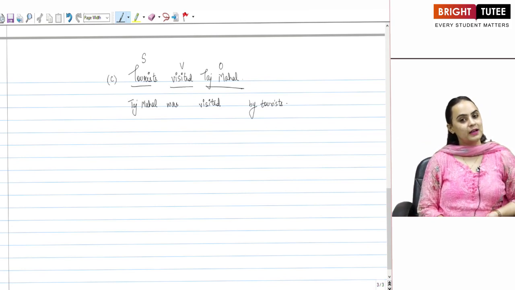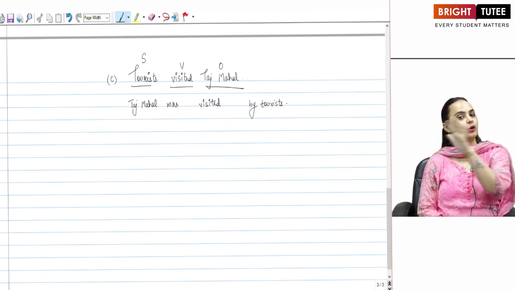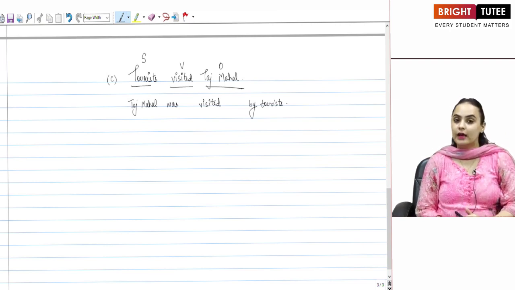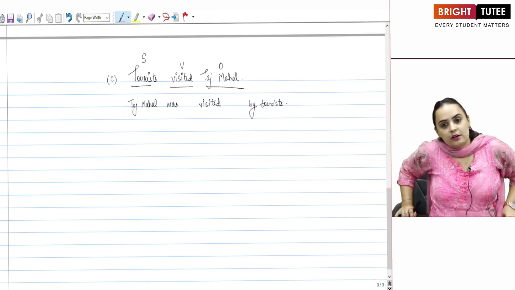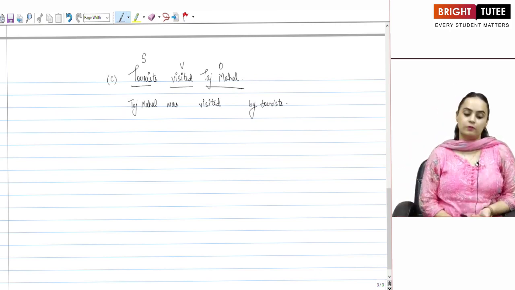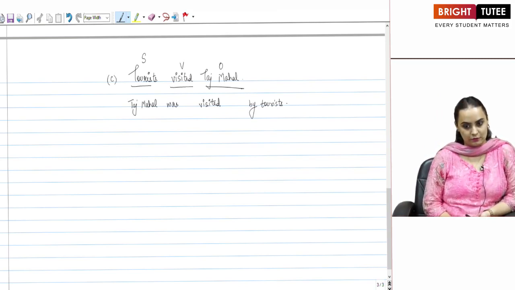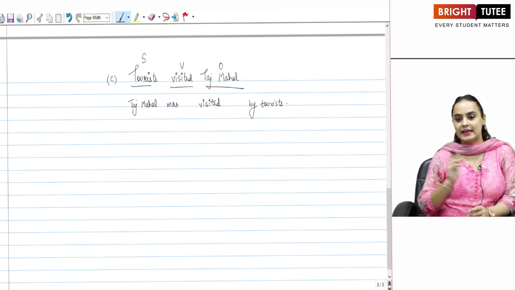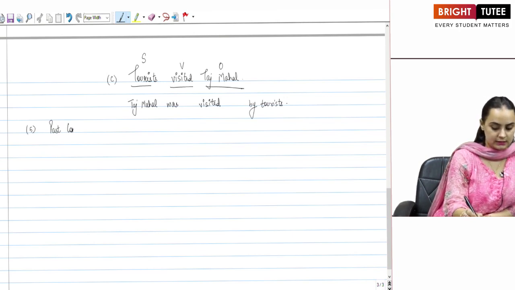So simple past tense, we first have to again change subject to object, object to subject, look at the new subject and find out whether it is plural or singular. If it is singular, we use was plus the third form of the verb, and if it is plural, we use were plus third form of the verb. Okay? Next rule is past continuous tense.